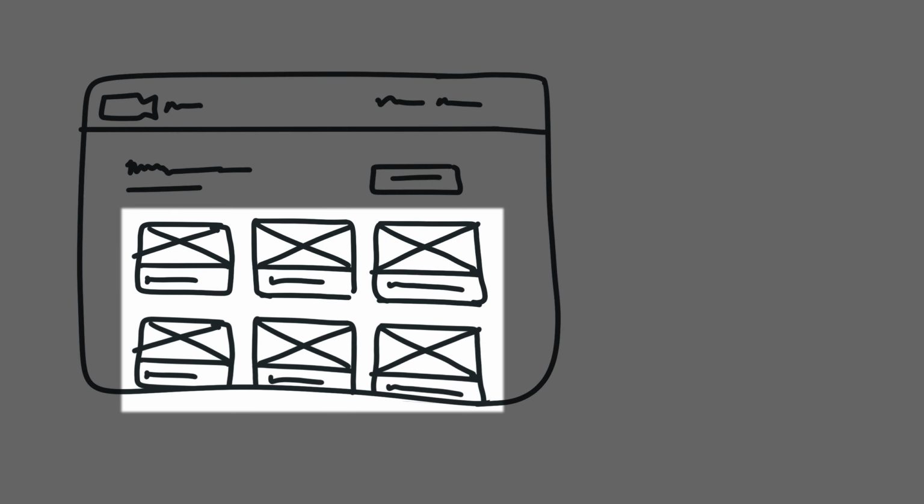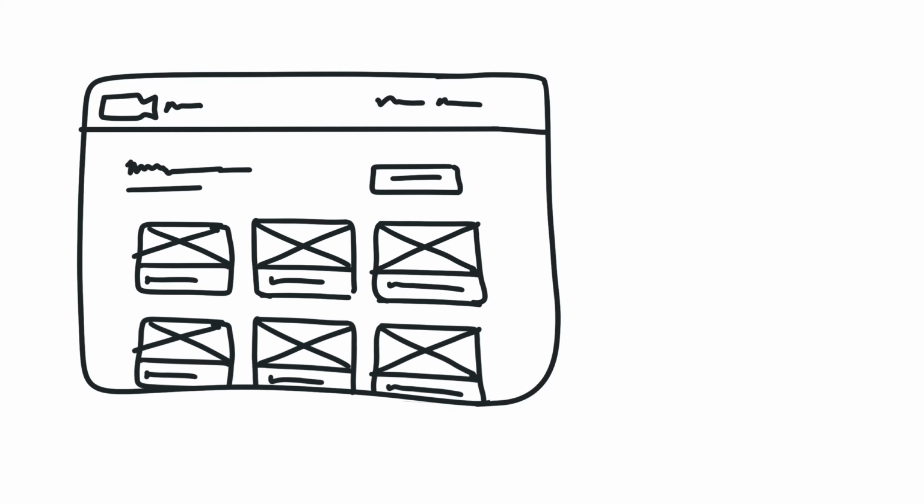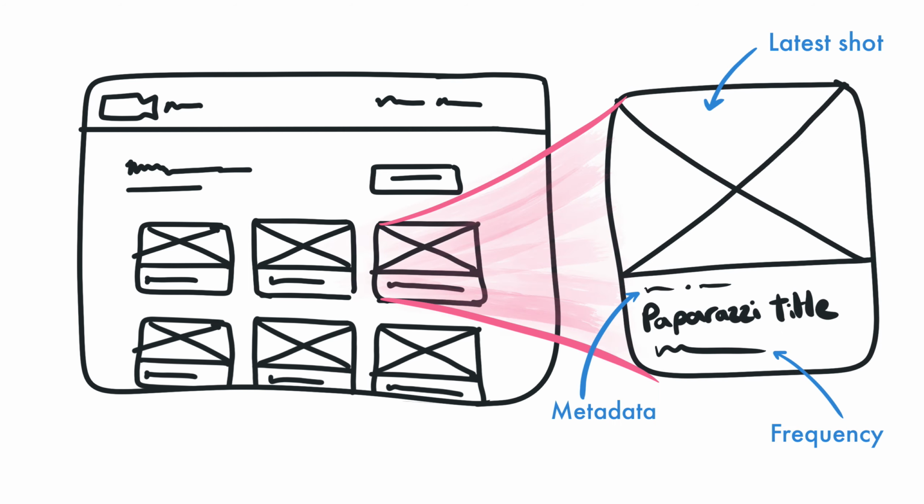If you remember, a paparazzi is a resource that is going to take a screenshot at a given frequency. So when we display that paparazzi card, we will want to show the latest shot as an image and some of the most relevant information. So its title, its metadata, so let's say the amount of screenshots that have been taken within that paparazzi, and its frequency, so for example, every day at 10 p.m.